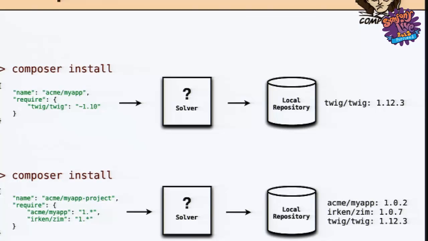Now we're going to create Acme MyApp project. This would be a project that is using the application and has some things set on it. We are going to require Acme MyApp, and we're going to require a plugin called Zim. Composer install feeds this to the solver. The solver looks and says, OK, Acme MyApp requires Twig, and you're requiring Acme MyApp. So you end up with a local repository that contains Acme MyApp at a specific version. It includes the plugin that you installed for Zim, and it also includes the MyApp Twig extension that is required by MyApp itself.